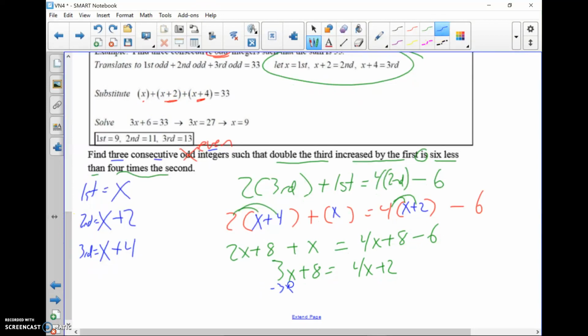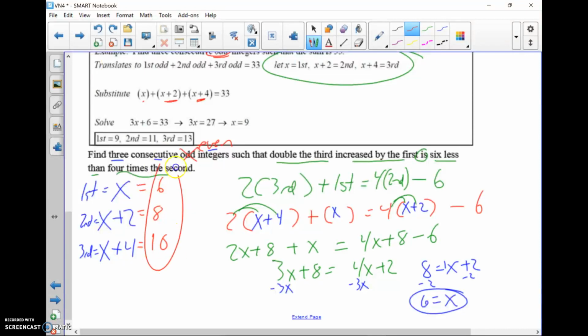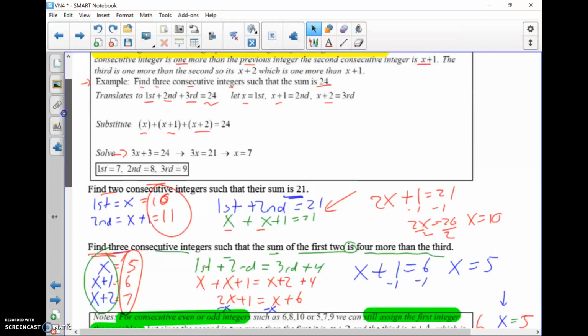You can subtract 3x over here to get the x terms together. That's going to give us 8 equals 1x. Oh, sorry. 8 equals 1x plus 2. You can write the 1 if you want. Subtract 2, subtract 2. 6 equals 1x, which means 6 equals x. So that means our first is 6, our second is 2 more than that, is 8, and our third, 2 more than that, is 10. So 6, 8, 10.